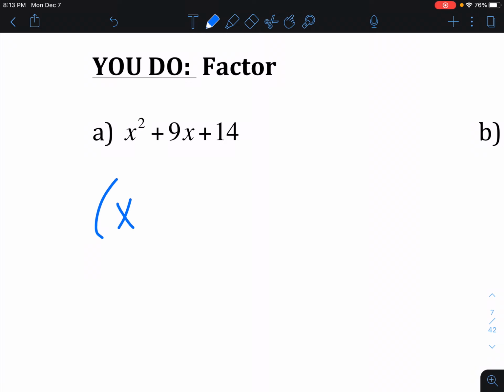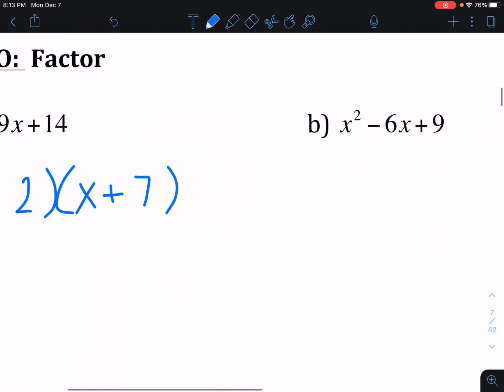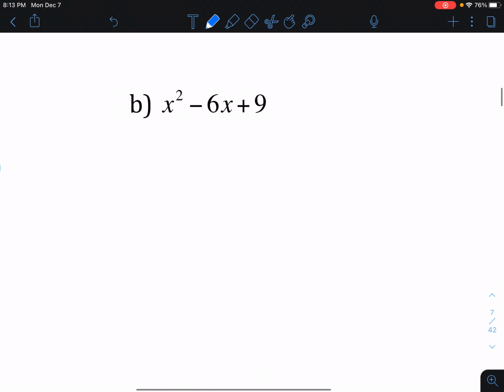Okay, so your sign rules obviously got to be plus, plus. Everything's plus. 2 numbers that multiply to get 14 and add up to 9. 2 and 7. Cannot get any easier than that. Okay, letter B. Take a minute to try this one on your own. Okay, so the signs here, again, you should be minus, minus.